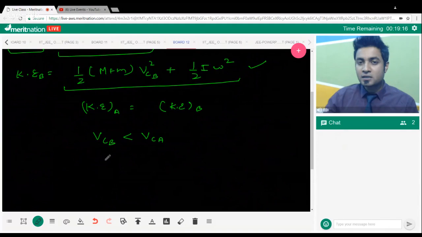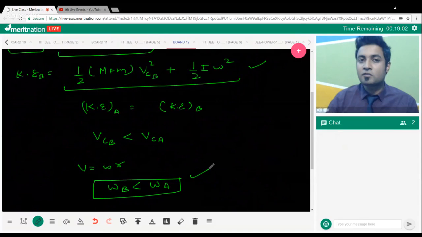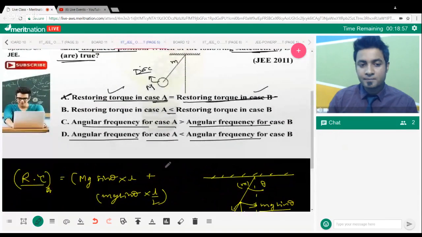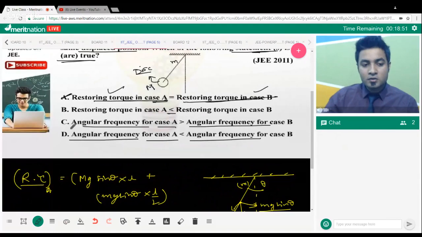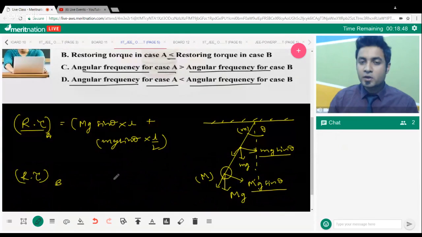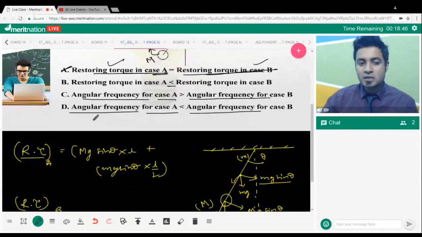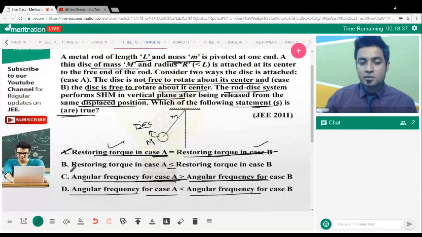Comparing in the case of this one, V is nothing but omega r, right? So you can see that omega of B has to be less than omega of A. So the angular velocity in case B is less than the angular velocity in case A. Sorry, angular frequency, nothing but omega, the angular frequency, right? So the angular frequency in case A is more than the angular frequency for case B. Okay, so this option is correct.